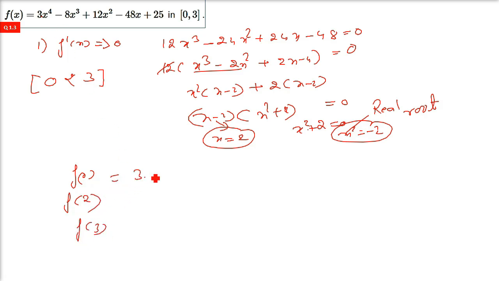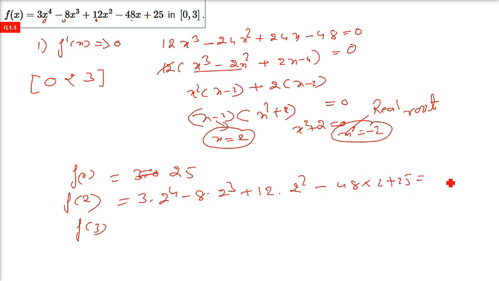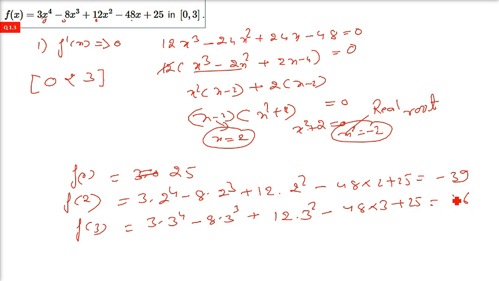So this 0, 2, 3 has to be placed in 3x raised 4 minus 8x cubed plus 12x square minus 48x plus 25. So I am now placing these values and trying to find the different values we get after placing these critical points, 0, 2 and 3. Once you place them, f(0) is 25, f(2) is -39, and f(3) we are coming up with another number. In these 3 numbers we have to see the highest one and the lowest one. So when we have f(3), we got 16. In ascending order, it's -39, then 16 and 25.